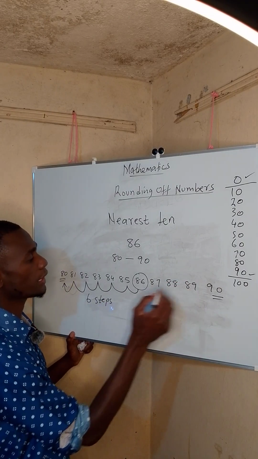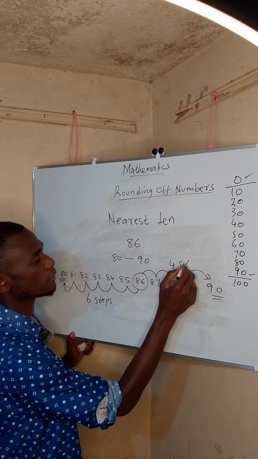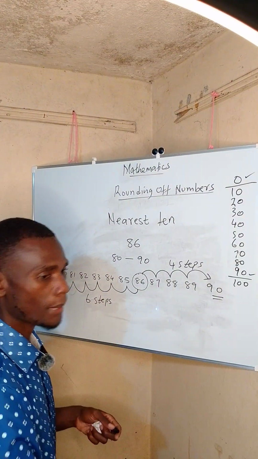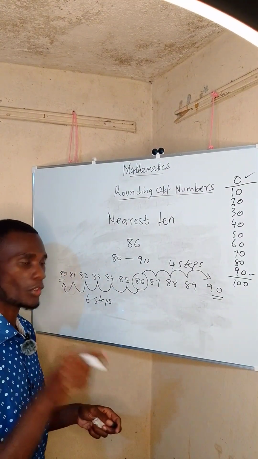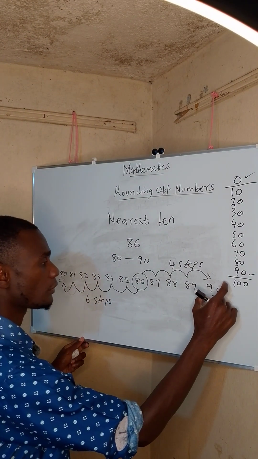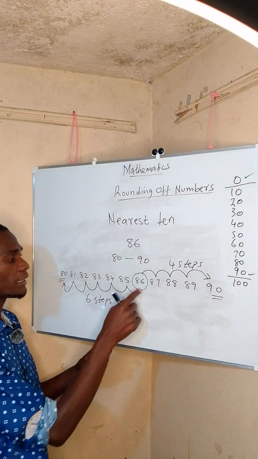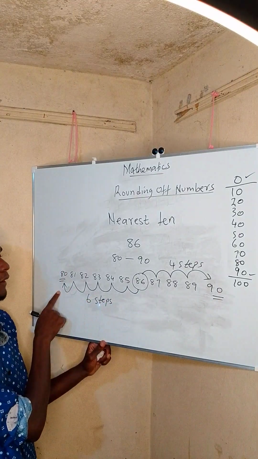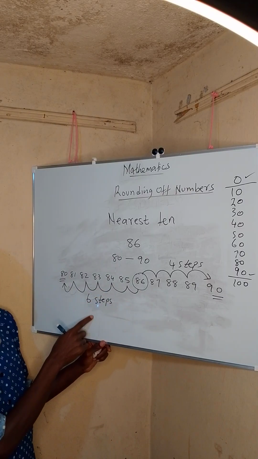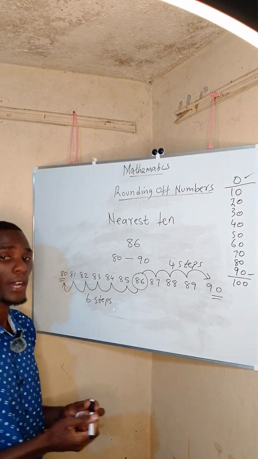From 86 to 90, we have 1, 2, 3, 4. There are only 4 steps. Rounding off means the nearest number that is next to the number you have been given. So if we have been given 86 and our ends are 90 and 80, the number of steps will obviously tell us that 86 is nearer to 90 than 80, because from 86 to 90 there are only 4 steps. From 86 to 80 there are 6 steps. So we move to the nearest number, not far.